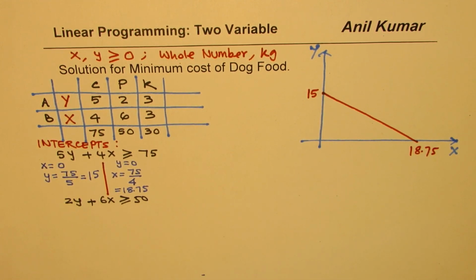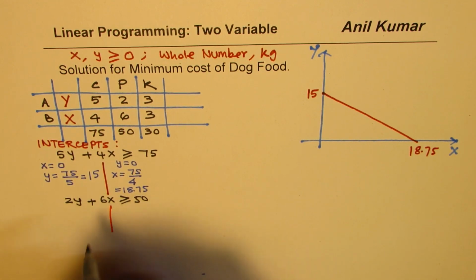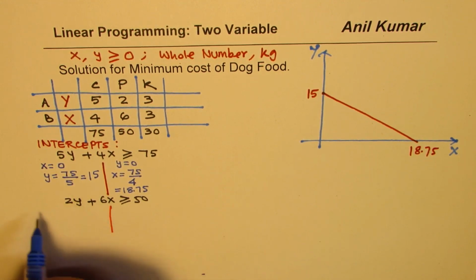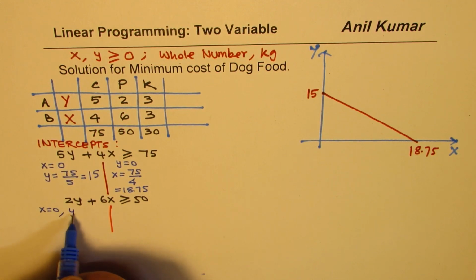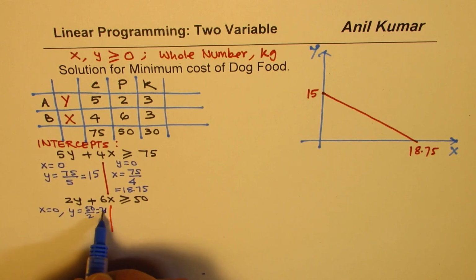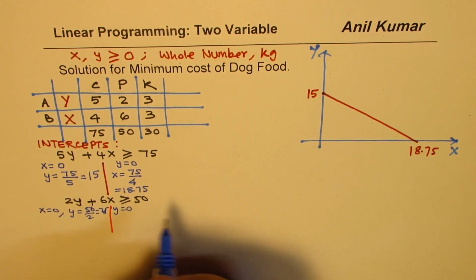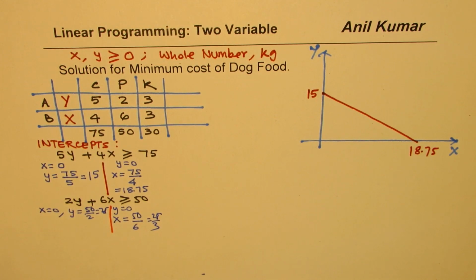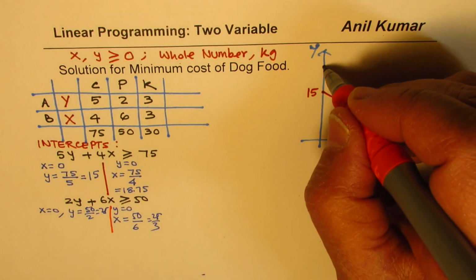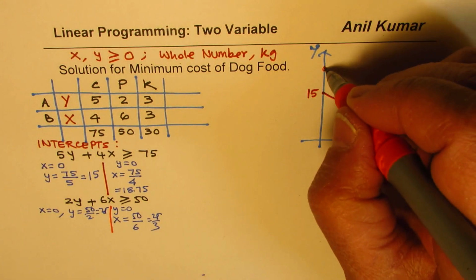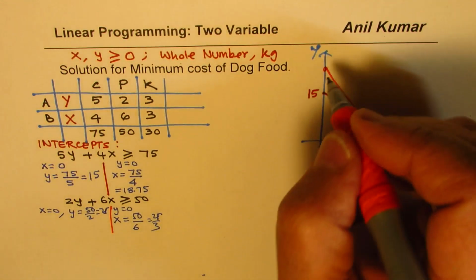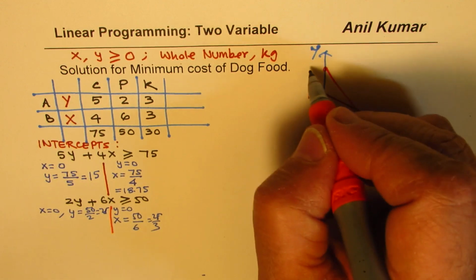Now in this particular case, let's use a different color. If I put x equals to 0, then y is equal to 50 by 2, which is 25. And if y equals to 0, in that case x is equal to 50 over 6, which is 25 by 3. Okay. So this line is 25, which is a higher number, let's say here, and 25 by 3 will be, let's say, so this line will cut somewhere here. Let's say this point is 25 over 3, and here we have the value which is 25. So we get the second line.